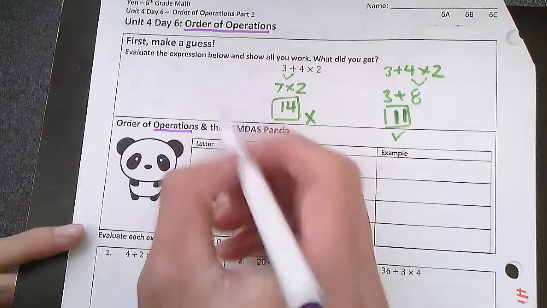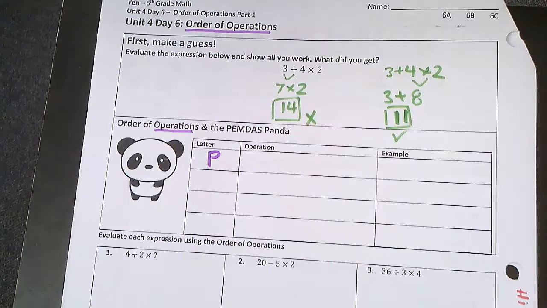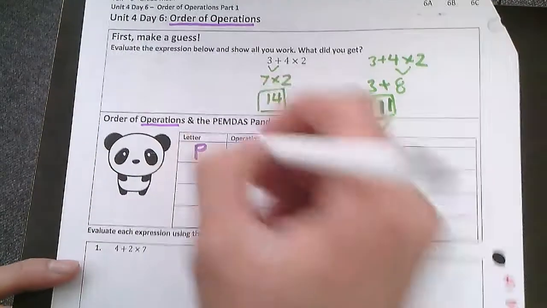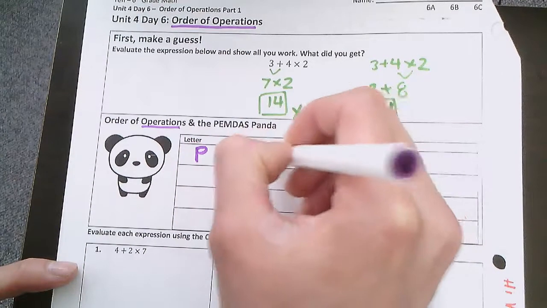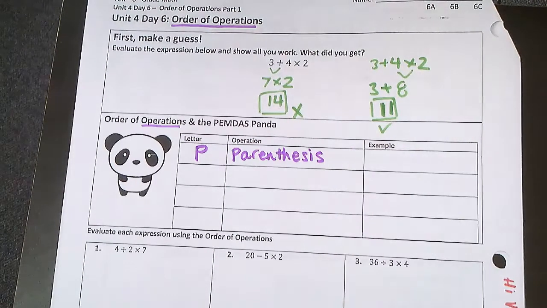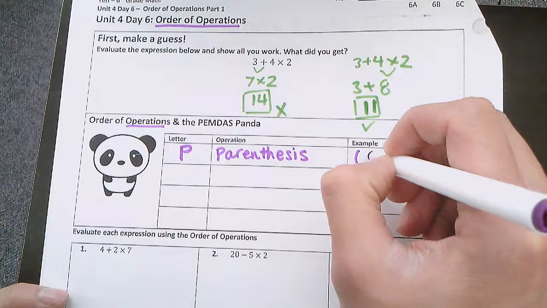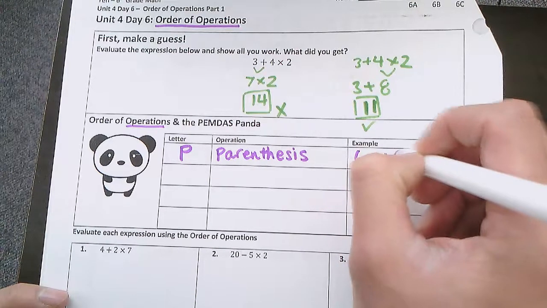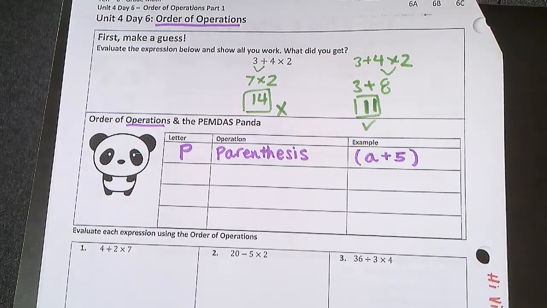So the first letter of PEMDAS is P. And what that P stands for is parentheses. So let's write out parentheses. Anytime in your mathematical expression or your equation, if you see something like a plus 5 inside these parentheses, that's what you're going to solve first. So that's the first letter.